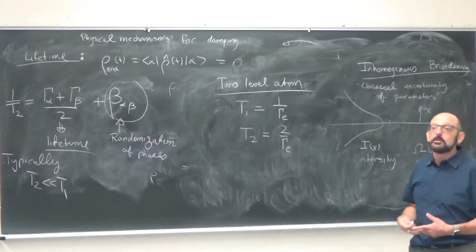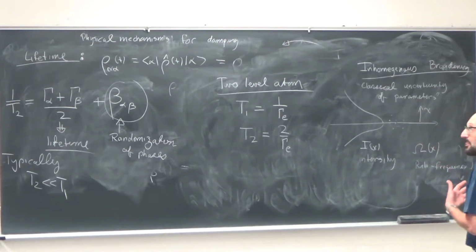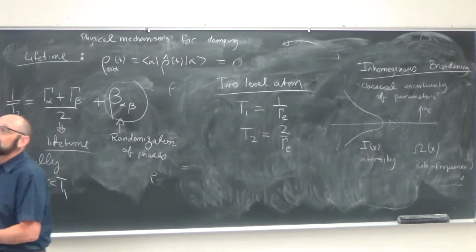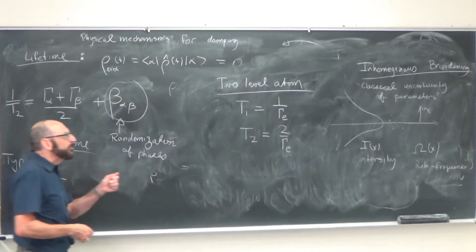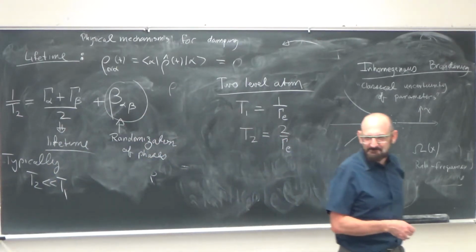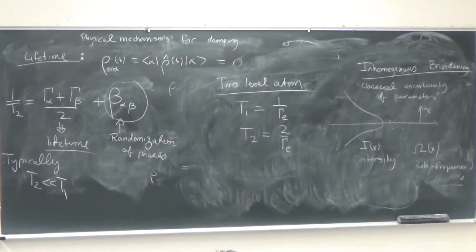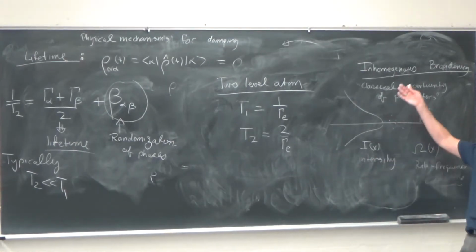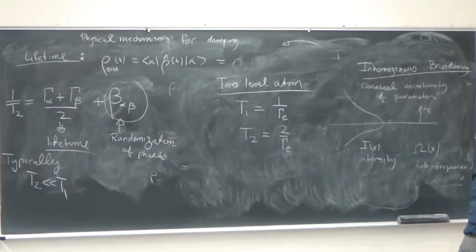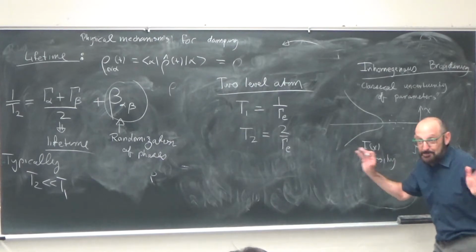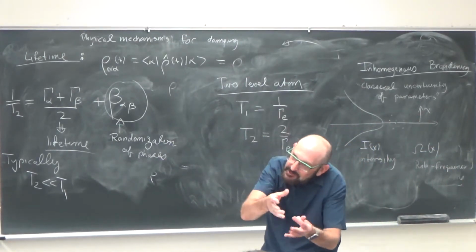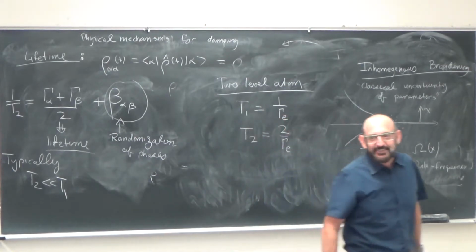So if I were to measure the population in the excited state, not by measuring any one atom, but by measuring all atoms at the same time in some measurement, which would average over the ensemble of the atoms, which is typically how you do it. You don't just look at that atom. Sometimes you do, but mostly you don't.